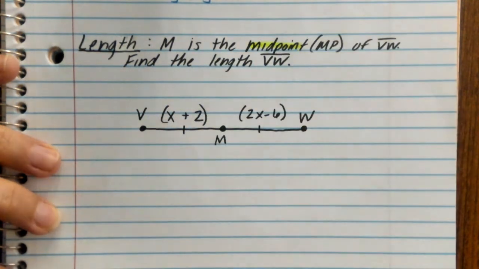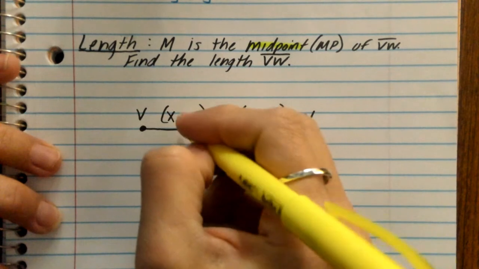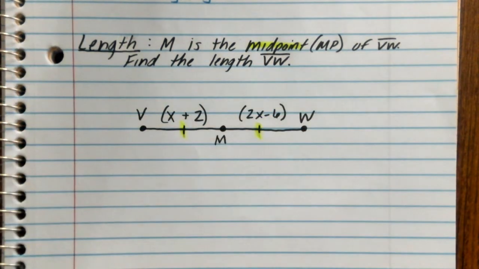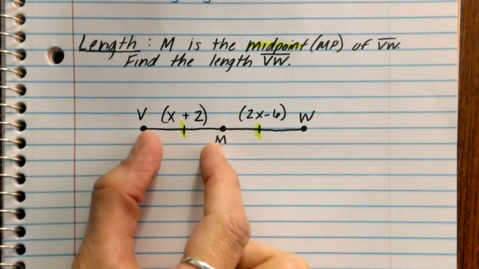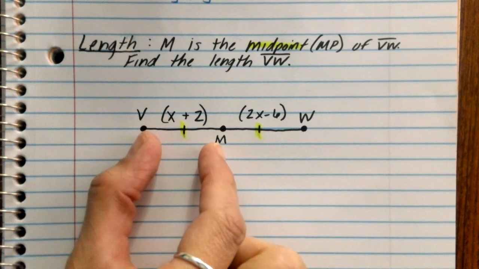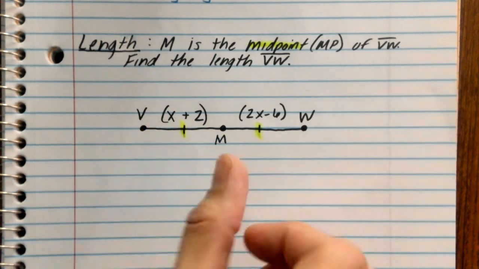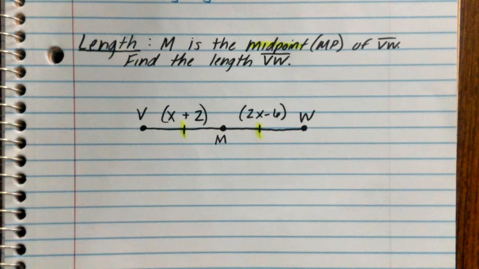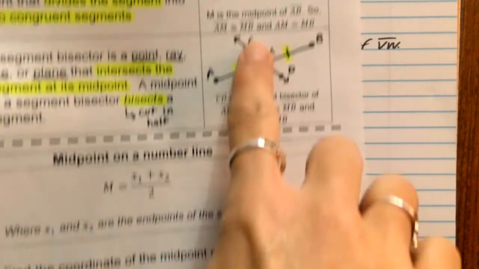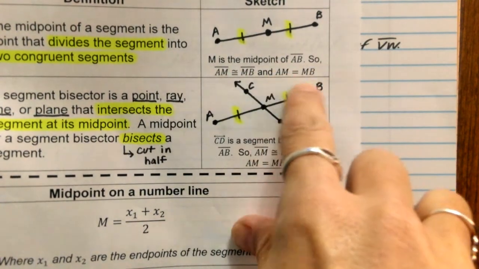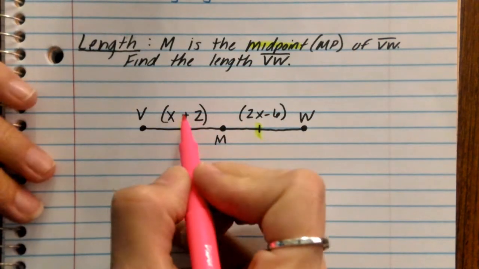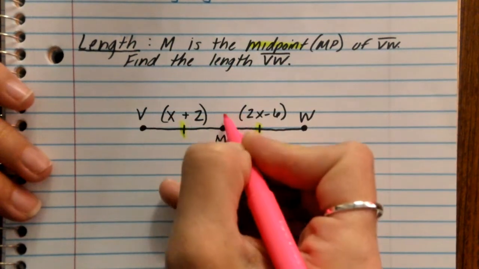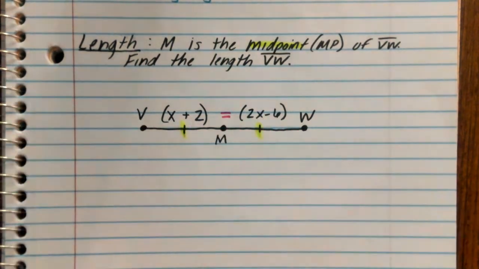Anytime you see that word midpoint or bisects, you need to remember to mark these congruent markings. Okay? So what this is going to tell you is that the distance between V and M is exactly the same or equal to the distance between M and W. That is exactly what that second part down here was telling you. Okay, right here, the distances are equal. So now we're talking about number values. So what that means is this x plus 2 is equal to the 2x minus 6.